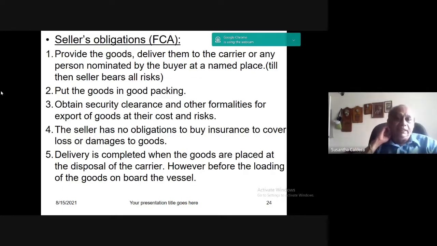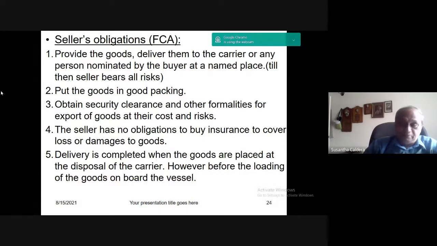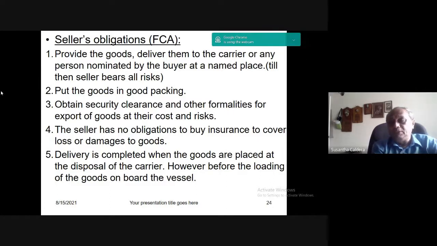Seller's obligations under FCA: the seller will provide the goods and deliver them to the carrier or any person nominated by the buyer at a named place. Till then, the seller bears all risk. Put the goods in good packing, that's very important. Obtain security clearance and other formalities for export of goods at their cost and risk. The seller has no obligation to buy insurance to cover loss or damage to the goods. So the insurance has to be done by the buyer. Delivery is completed when the goods are placed at the disposal of the carrier, before the loading of the goods on board the vessel.